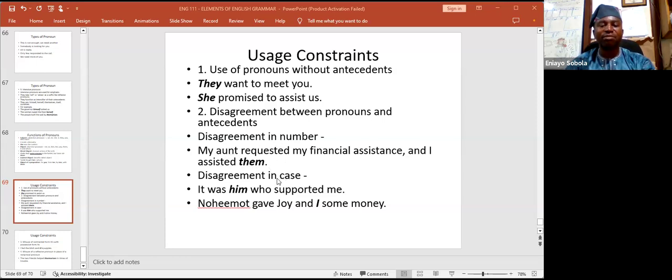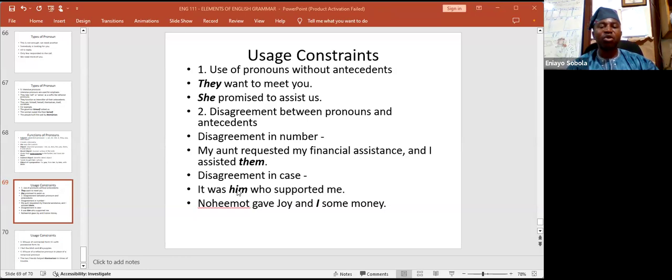Also, we can look at it in terms of case. In terms of case, we have objective, subjective, and possessive case. For example, we say, it was him who supported me. There is a rule that when you have a be verb, what should come after should be a pronoun in subjective case. It should have been, it was he who supported me.